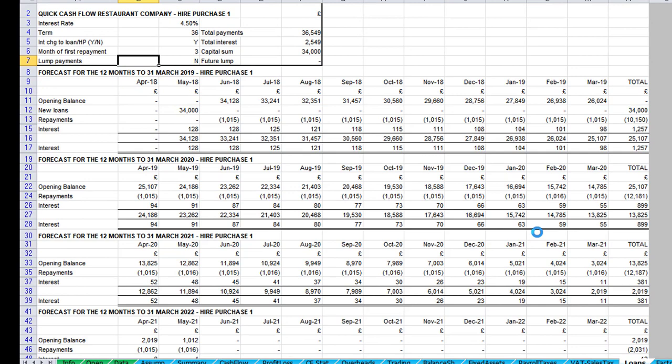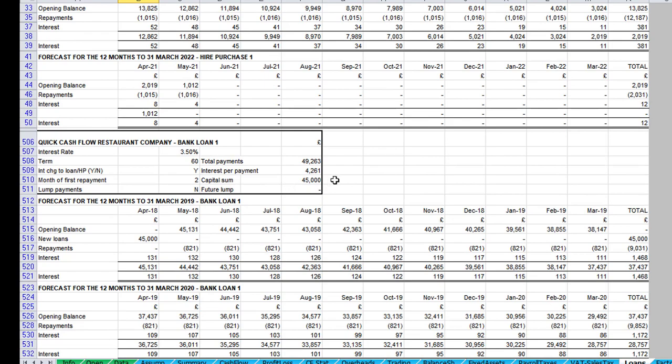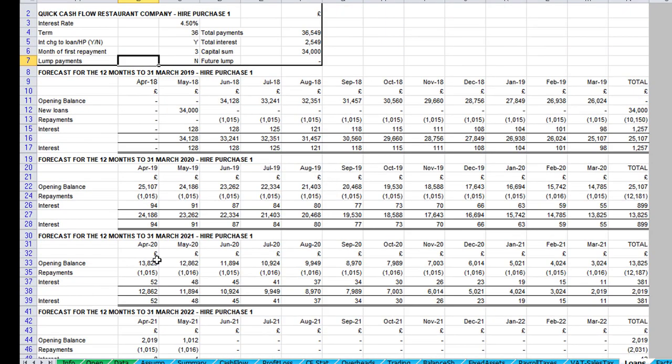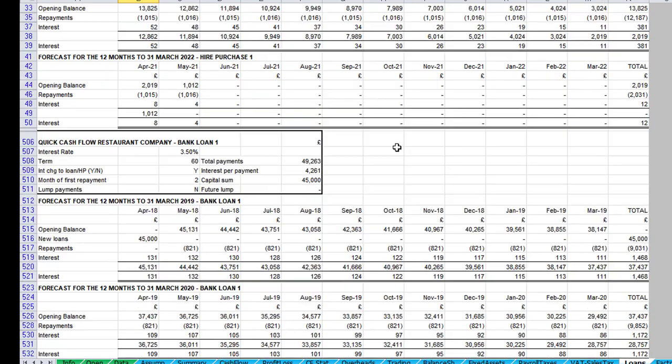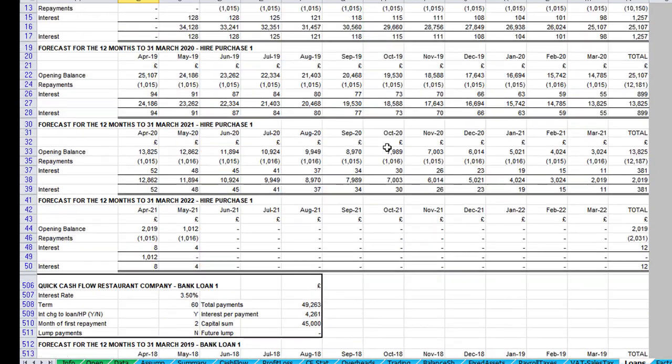You've got your loan summary. So this one is the hire purchase, capital sum of £34,000, and it's automatically brought in the new loan, worked out the interest, worked out the repayments, and there are various ways of putting payments in here. You can have lump sums, end lumps, and all sorts of different ways. You can even put in your own repayment amount, repayment holidays, and so on and so forth. And then the other loan will be further down, the £45,000. That one, as you can see, is spread over the 36 months, and then this one will be over the 60 months.